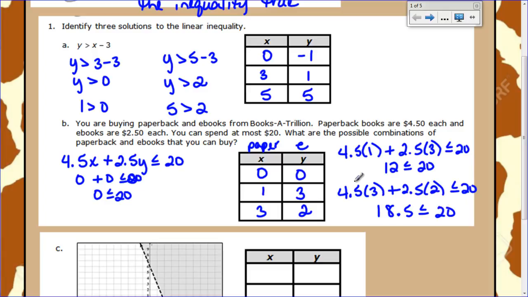You could guess and check and pick other ones if you want, but those 3 are definitely combinations of paperback and ebooks that I can buy and still be under my budget.